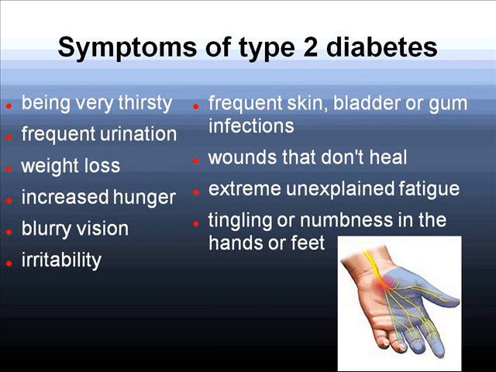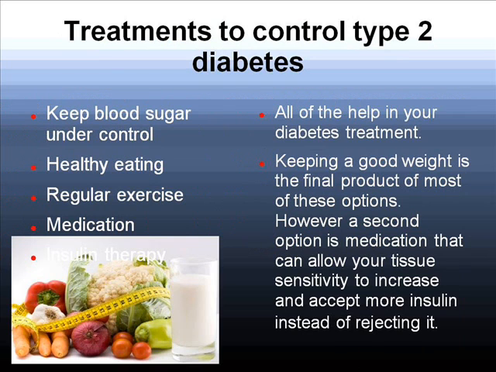Symptoms of type 2 diabetes include being very thirsty, weight loss, wounds that don't heal, and extreme unexplained fatigue. Treatments to control type 2 diabetes include healthy eating, medication, and insulin therapy, and all of these help your diabetes if you follow them.